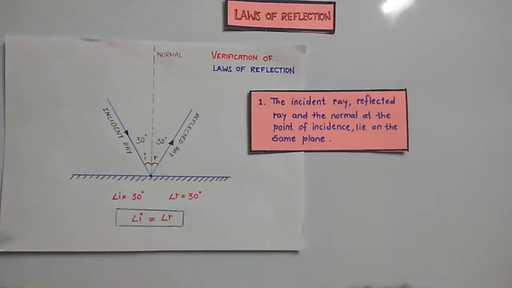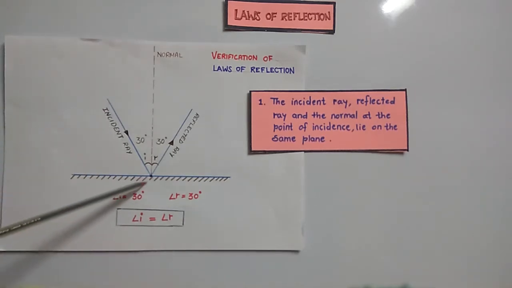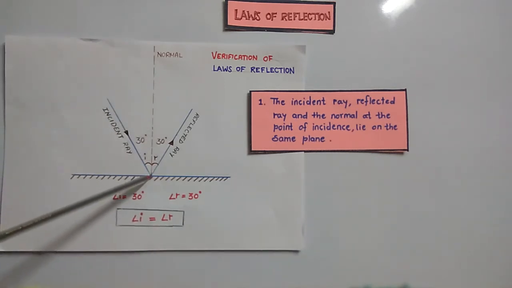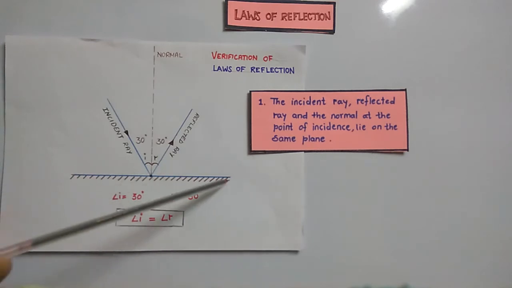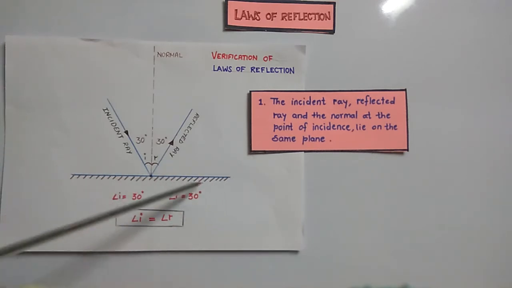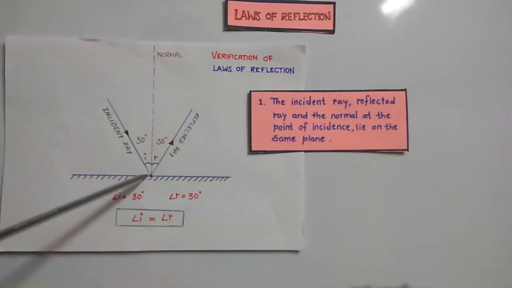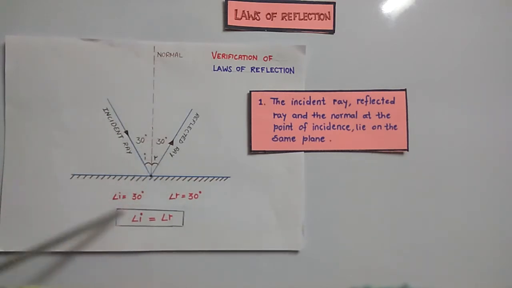What does it mean? This is the incident ray, this is the reflected ray, this is the point of incidence, this is a normal drawn at the point of incidence, and this is the mirror. The reflection is taking place at the mirror. So the incident ray, reflected ray and the normal at the point of incidence all lie on the same plane. So this is the first law.